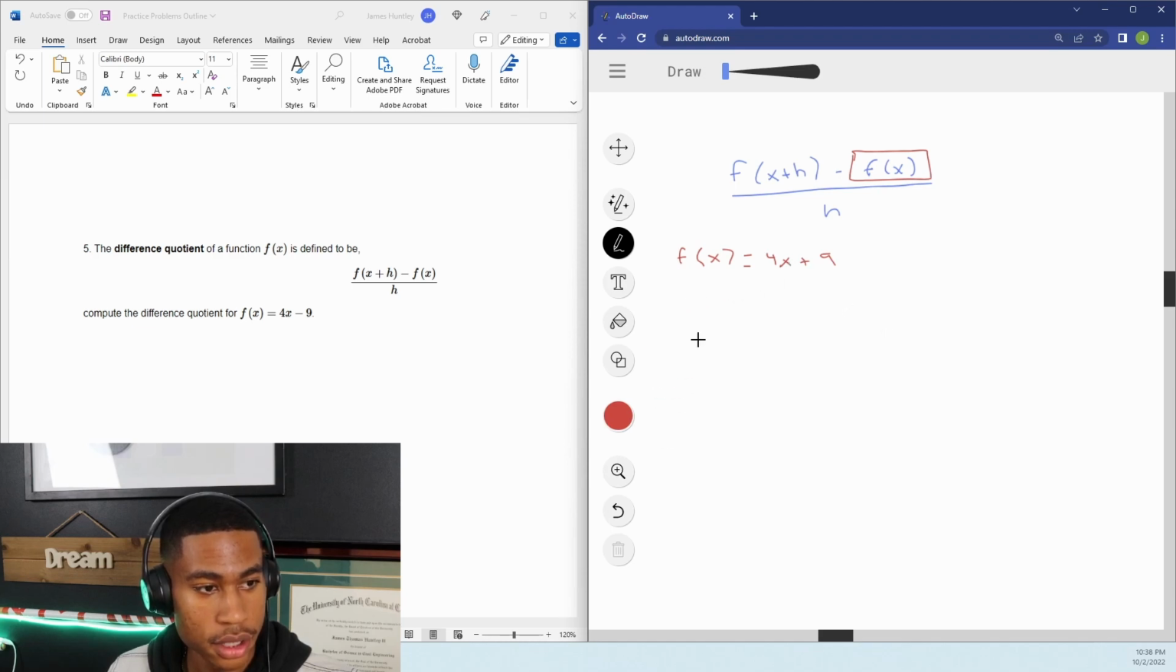Now, how I like to break it up in pieces. So I'll say that's a portion, just make this green. This is a portion. And I'll make that purple. This is a portion. Well, let's look at it. Do we know what f of x plus h is? Well, we don't know that, but we can solve for it because they give us the function, right? So let's solve for it. Let me get my green.